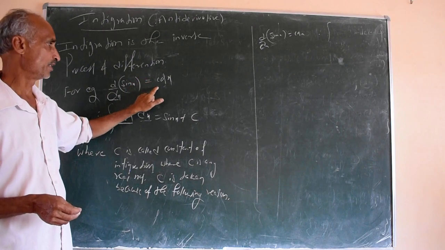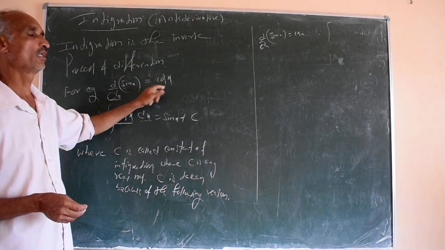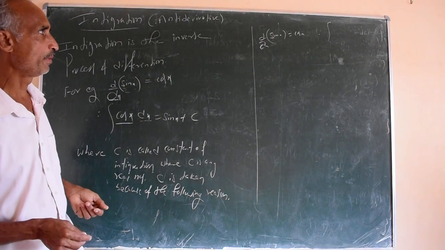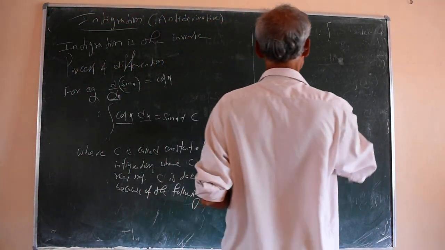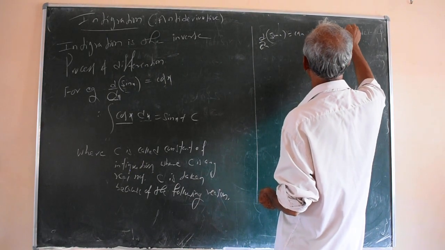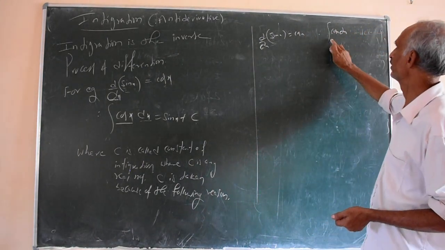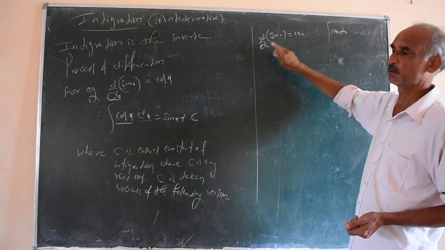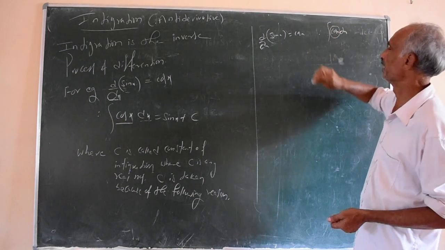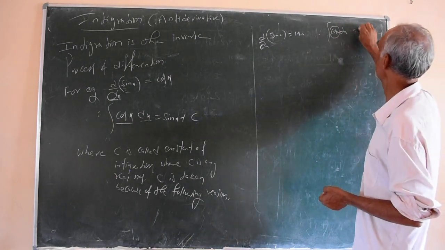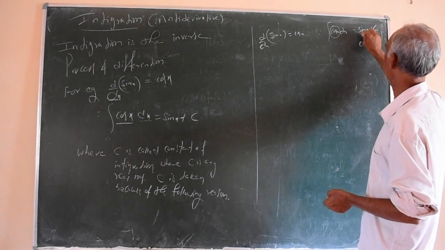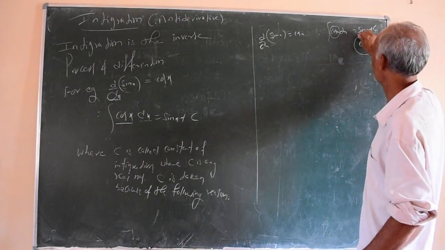The differential coefficient is cos x. By integrating cos x, you get the original function, sin x. Since d by dx of sin x is cos x, the integration of cos x dx is sin x plus c. Here, c is 0.